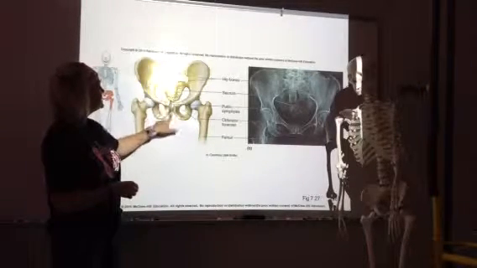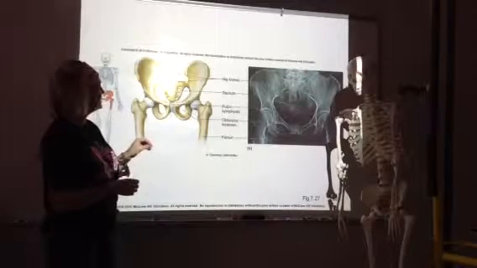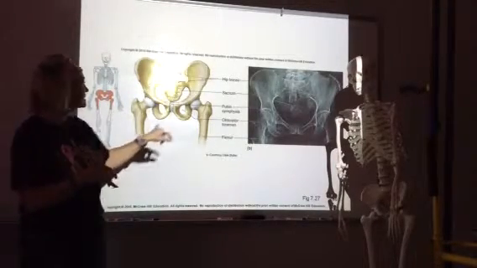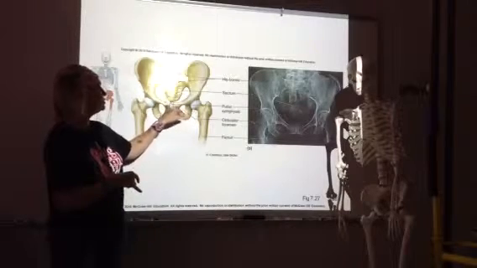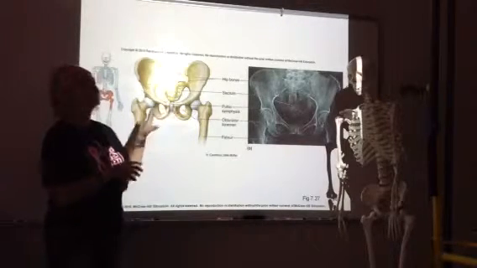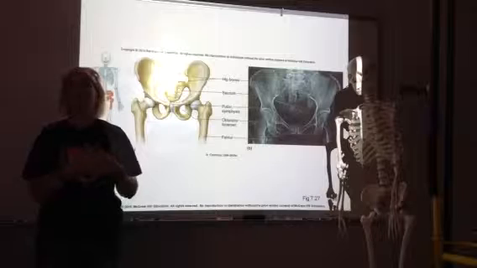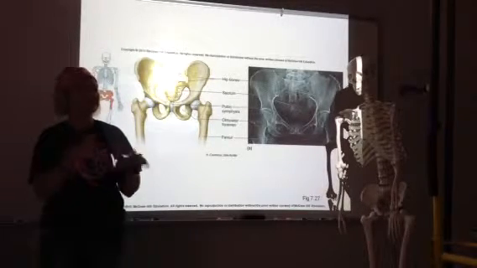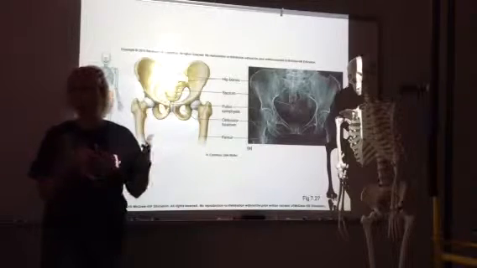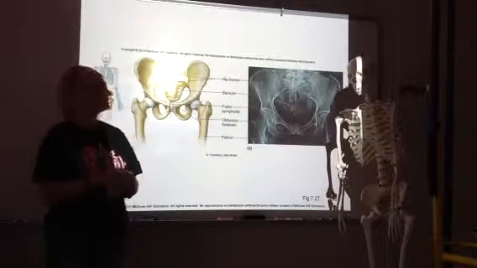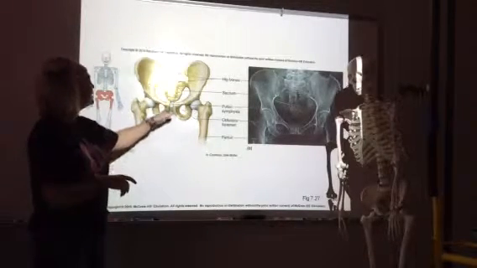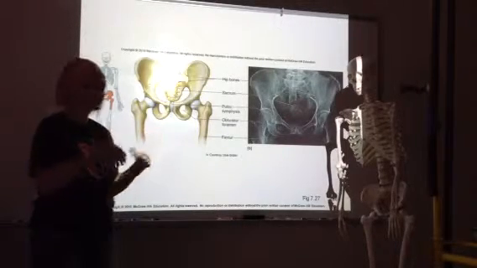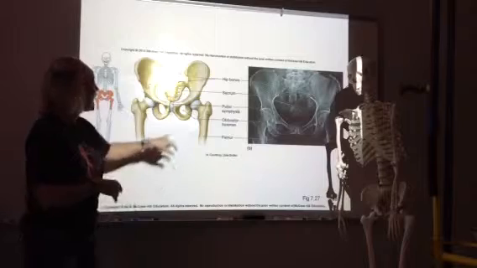The pubic symphysis is basically an immovable joint that attaches your two pubic bones. Very important for women. Why would that be? Pregnancy and childbirth. It gives a little more wiggle room when the child is being born. So this pubic symphysis helps a little bit with childbirth.